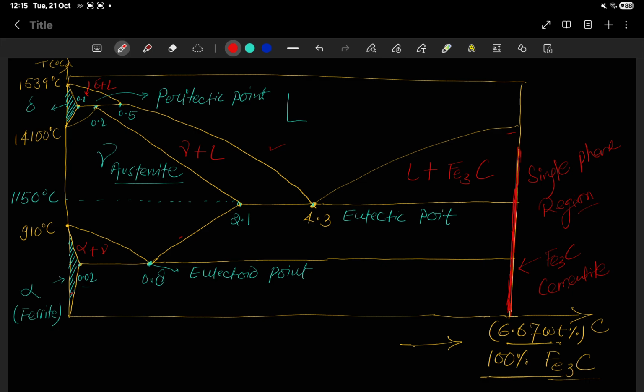Okay, now, and this region will be what? This region will be delta plus gamma. This region will be delta plus gamma. Okay, and any other region?